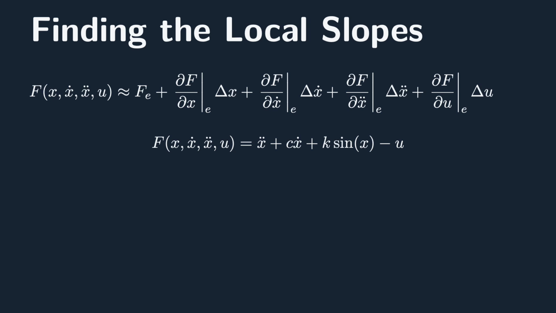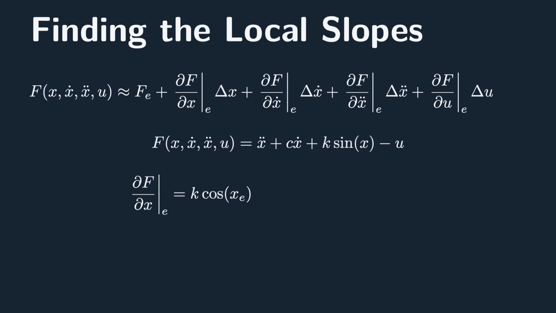Now we apply the partial derivative idea to our expression for f. First, we differentiate f with respect to x, while holding x dot, x double dot, and u fixed. The only part that depends on x is k sine x. So the partial derivative is k cos x. At the equilibrium point, this becomes k cos x sub e.